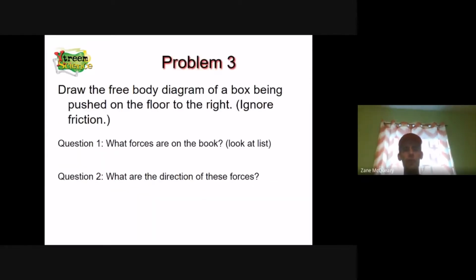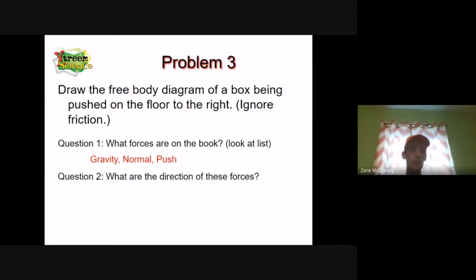Problem number 3 involves a box being pushed on the floor to the right, and we're going to ignore friction. So this must be on an ice rink or maybe on a perfectly frictionless surface out in deep space. Let's talk about the forces that are acting on the box. We have a couple of them. One of them is gravity. It's still pointed towards the center of the Earth. Or, for our deep space example, it's pointed towards something, right?